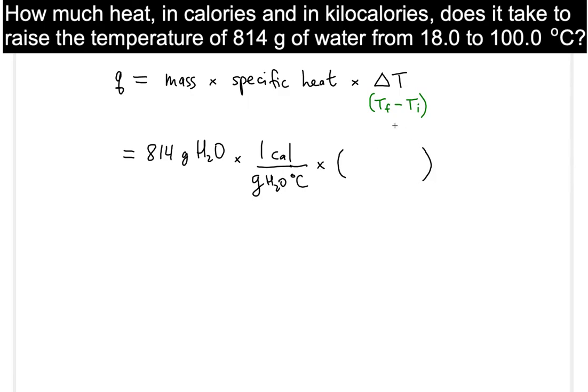Now the temperature change is the final minus the initial. The final is going to be 100, and the initial is going to be 18 degrees Celsius. So as you see, the degrees Celsius cancel out, the grams cancel out. So the only thing that remains is the calories, and that's the unit to measure heat.